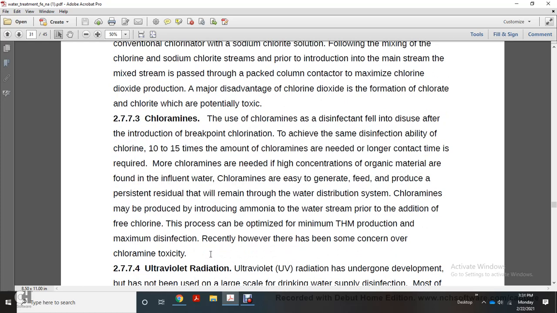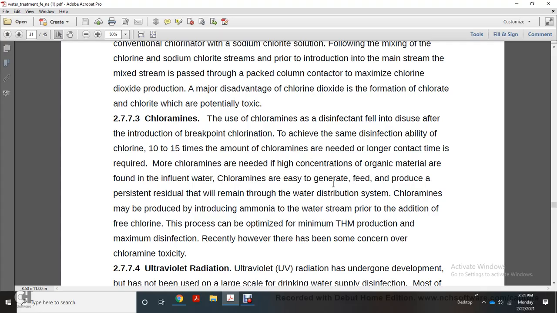Alright, chloramine. Chloramine as a disinfectant fell into disuse after the introduction of breakpoint chlorination. To achieve the same disinfection ability as chlorine, 10 to 15 times the amount of chloramine is needed. Longer contact time is required, and more chlorine is needed at high concentration when organic materials are found in the influent water.